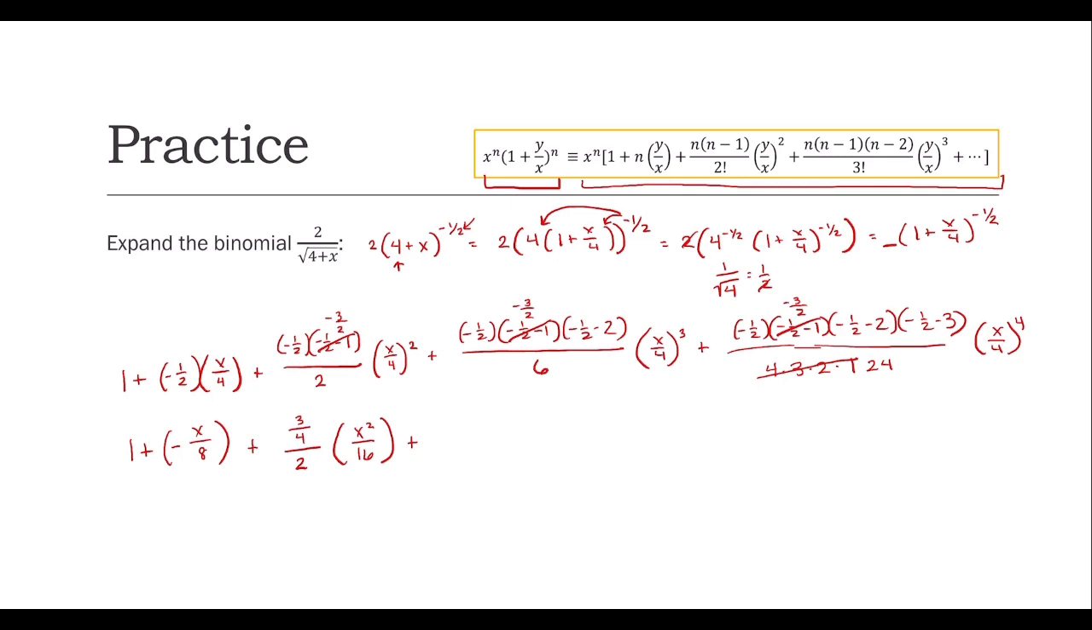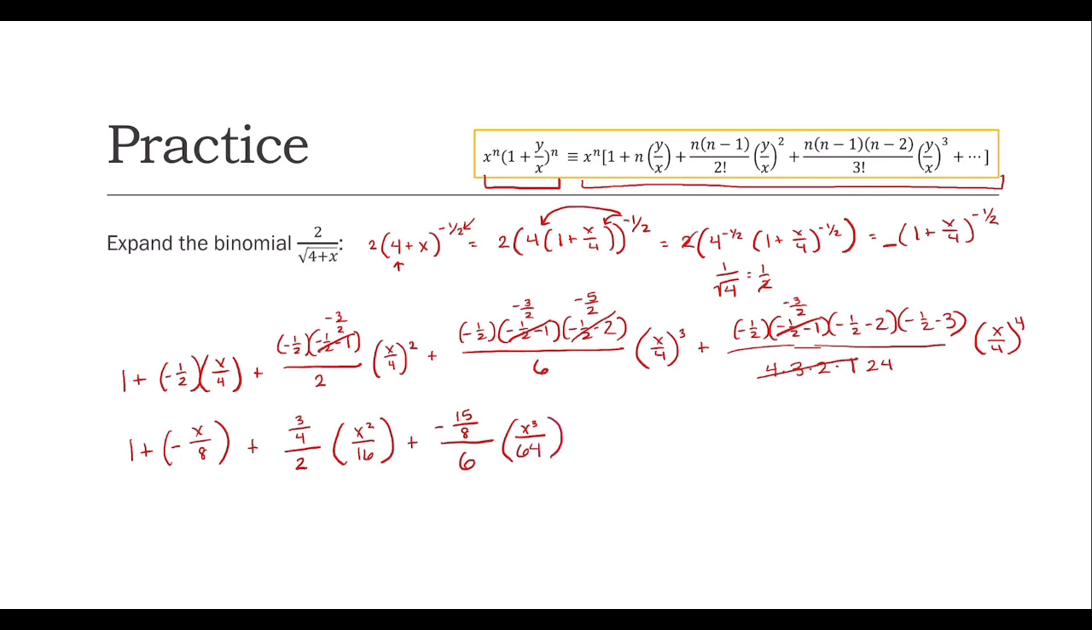Then we have plus negative 1/2 times negative 3/2 times, this is going to be negative 5/2. So that will give us 1 times 3 times 5 is 15. Negative times negative times negative is going to be a negative still. And then this is going to be over 2 times 2 times 2, which would be 8. And all of that over 6 times x over 4 cubed, so x cubed over 64.